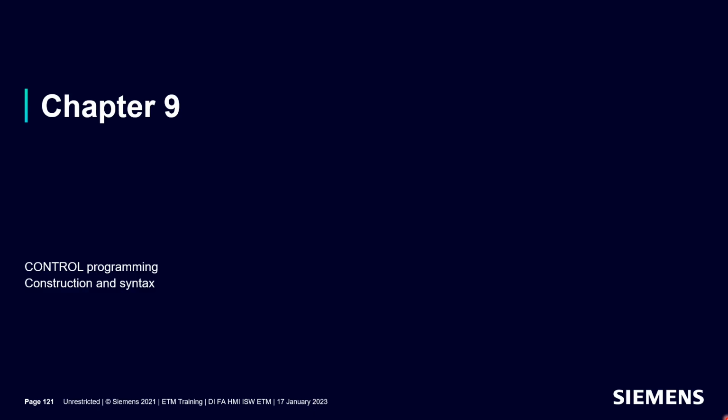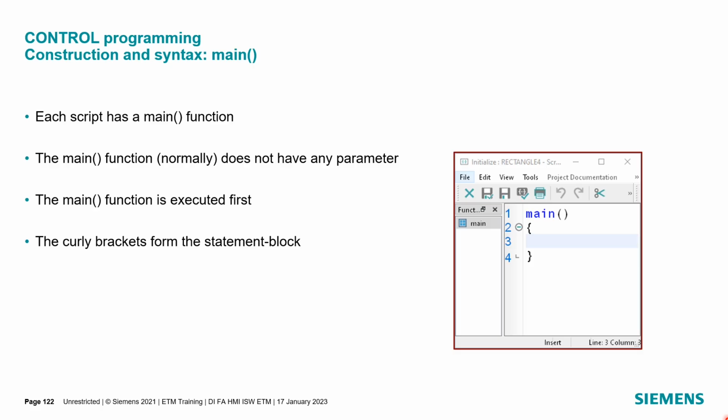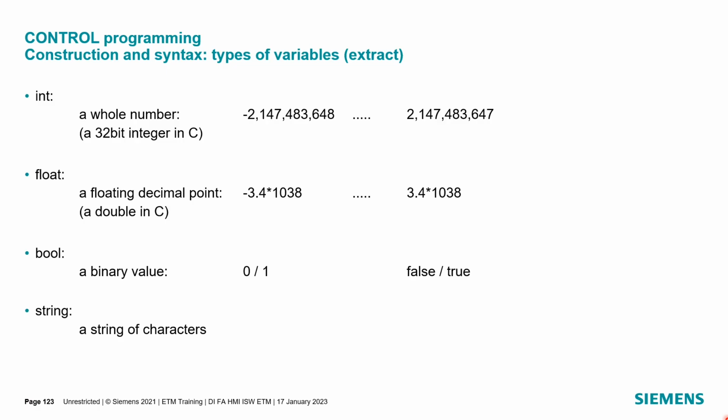So to the construction and the syntax: each script has a main function, and the main function normally doesn't have any parameter. The main function is always executed first and is defined by opening and closing curly brackets for the statement block. Then we also have variables. More or less we have the same variables available as on the data model itself. So we have integers, floats, booleans and strings, which are the simple ones.